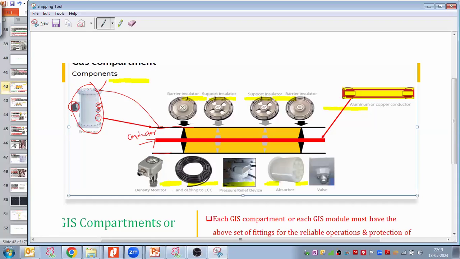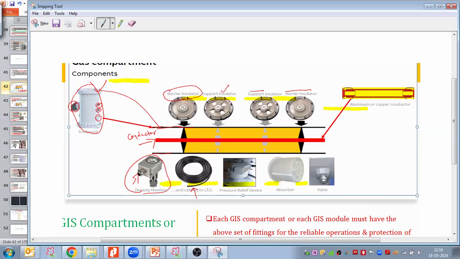Now in this enclosure, you can see this kind of fittings when you visit the site. You can see these fittings when you visit the GIS hall. So let us see about those fittings. First of all, it should have the barrier insulators, which are orange in color and visible outside of the enclosure as well. Then support insulators, which are not visible outside because they are supporting the conductors. Support insulators, again support insulator, barrier insulators again here, and density monitors.